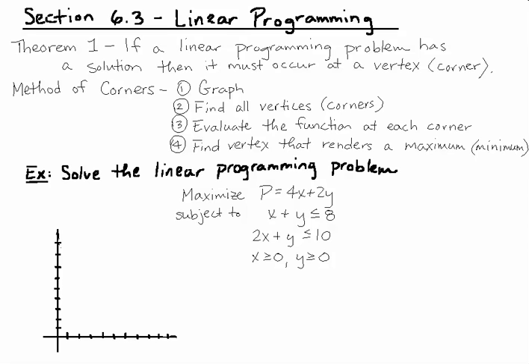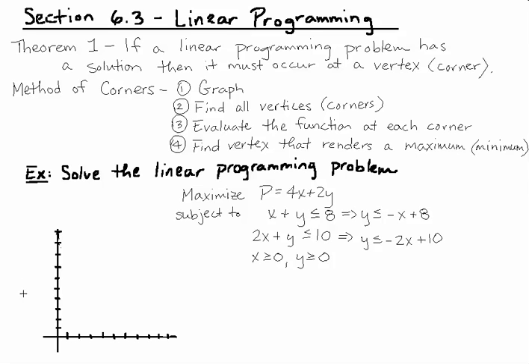So step 1 is graph our system of linear inequalities. In order to do that, we first need to get each inequality in the slope-intercept form so we can graph that. We do that by subtracting x from both sides. I'll go ahead and work the second inequality, putting it in slope-intercept form by subtracting 2x from both sides. And now I'm ready to graph.